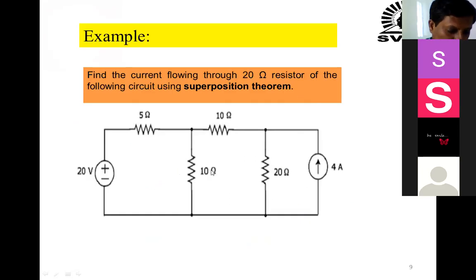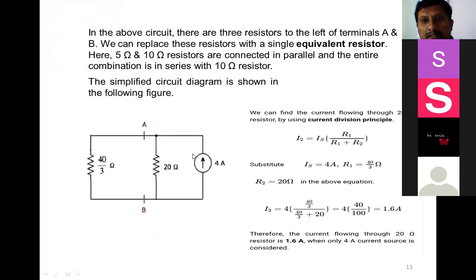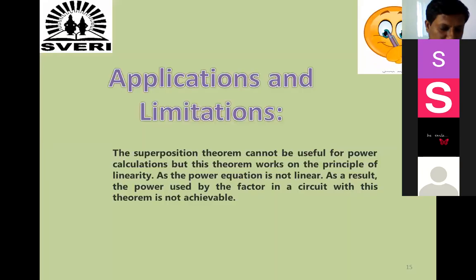So this is the one example. Before the example, we can complete the application so that we can complete the theoretical part. There is some limitation as well as application. The superposition theorem cannot be useful for power calculation. Means by using superposition theorem, we cannot calculate the power. That is a limitation.